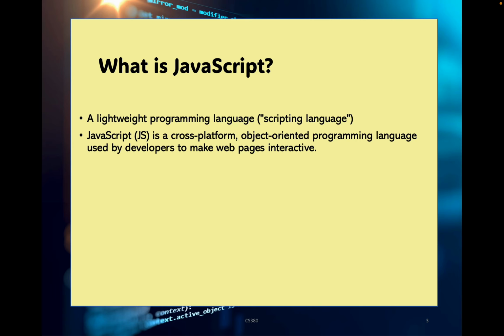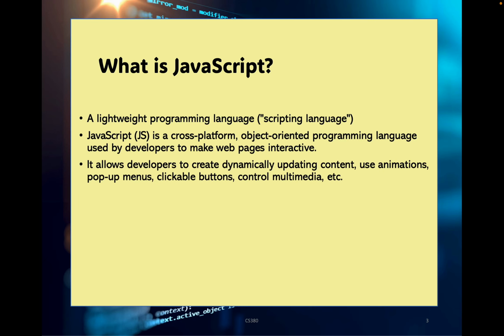Supposedly, I'm making a web page in HTML, and we know that an HTML page is a static page. Now I have to make it dynamic in nature. So how can I make that dynamic? By adding or linking it to a JavaScript file. It allows developers to create dynamically updating content, use animations, pop-up menus, clickable buttons, control multimedia, etc.